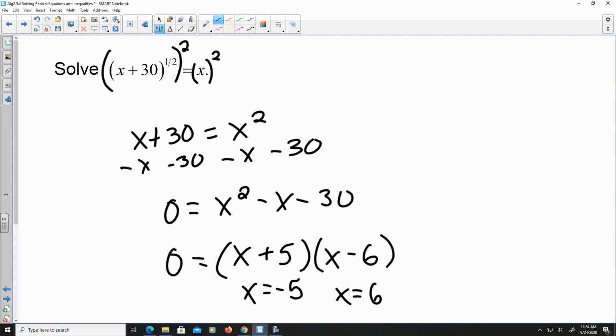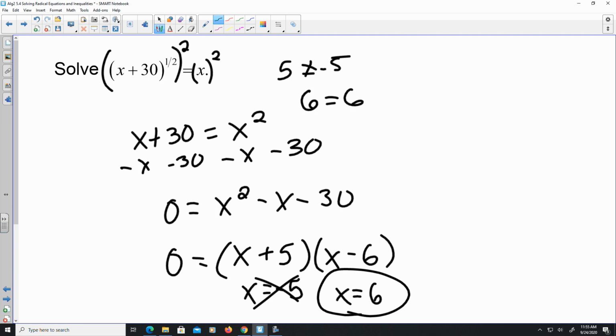And again, you're going to check your solution. So if I go negative 5 plus 30, I get 25. Square root of 25 is 5, and I get negative 5 here, so 5 does not equal negative 5, so that is an extraneous solution. And I believe 6 is, so x plus 30, 36, square root of 36 is 6. 6 does, in fact, equal 6, so that works out.